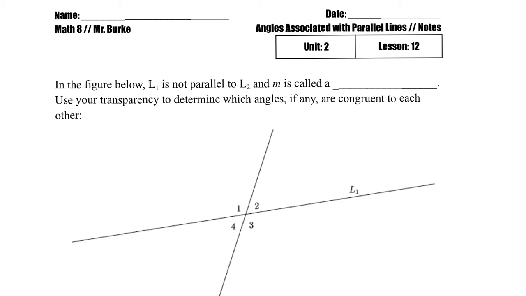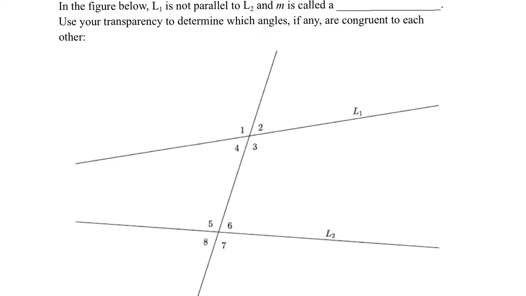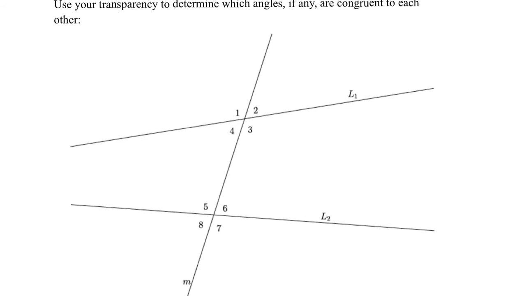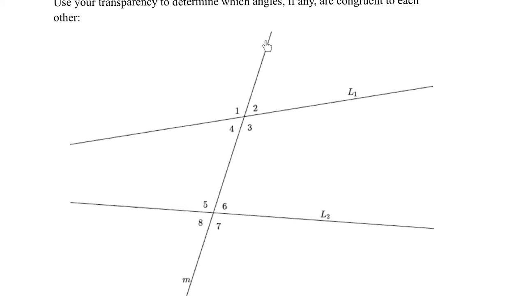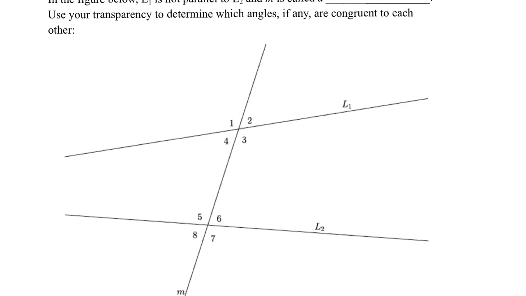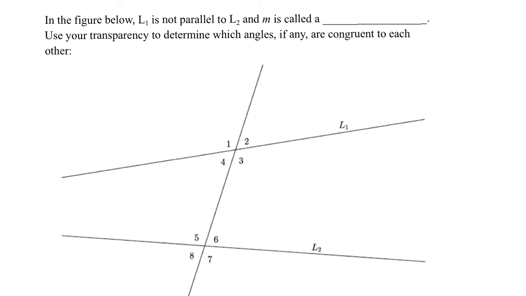All right, let's take a look at this picture right here. What we see here is I've got two lines, L1 and L2, and then I've got this line that sort of cuts across both of them. That line that cuts across both of them, that line is called a transversal.